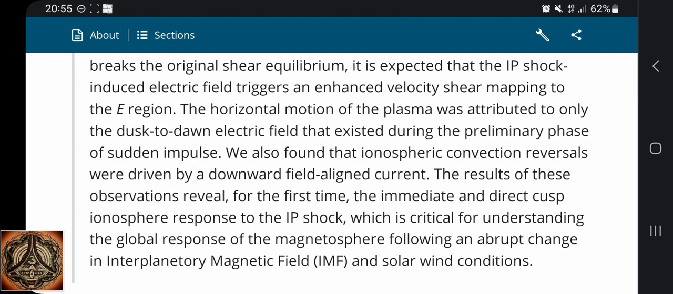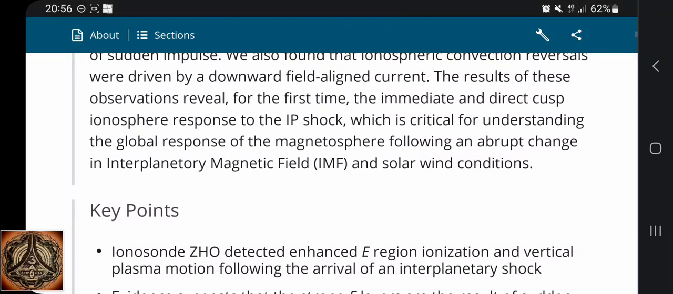The results of these observations reveal, for the first time, the immediate and direct cusp ionosphere response to the IP shock, which is critical for understanding the global response of the magnetosphere following an abrupt change in interplanetary magnetic field and solar wind conditions.